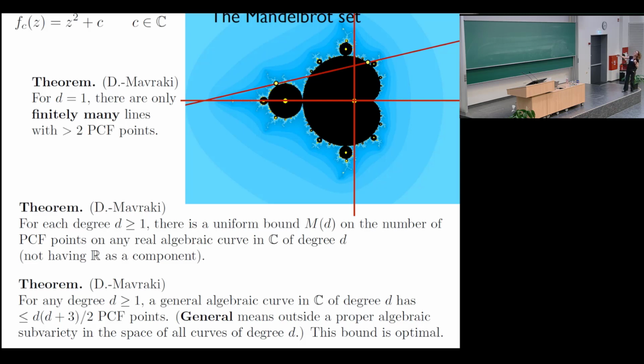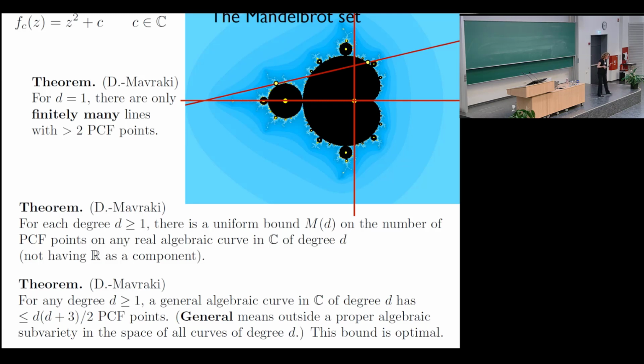I wanted to say a little bit more about the degree equals 1 case. By the way, the space of all lines in R2, if you think of it just as real geometry, is a 2-dimensional family. You have the slope and the y-intercept that you can vary freely. So a general line would just mean, well, outside of maybe some 1-parameter families of lines.